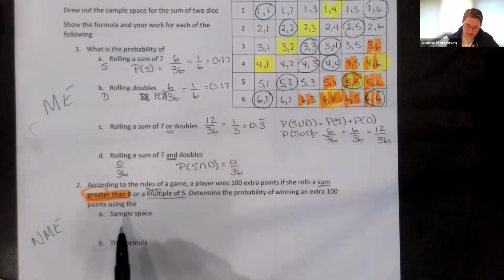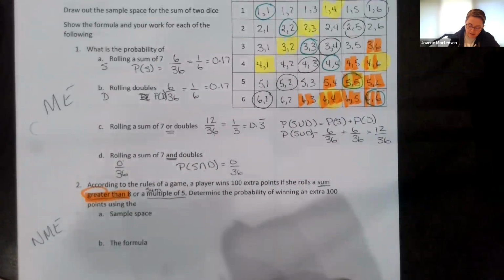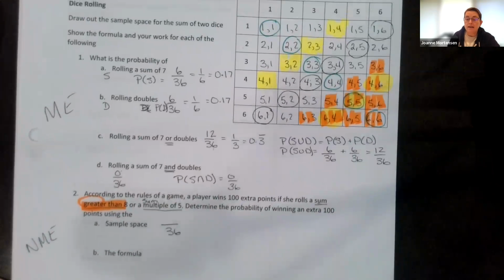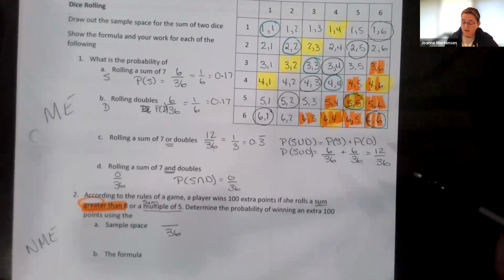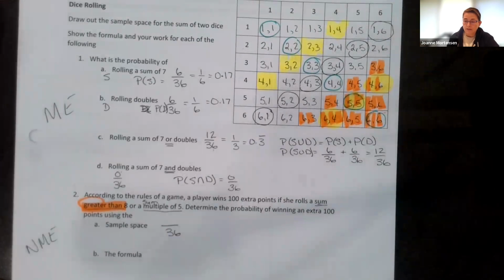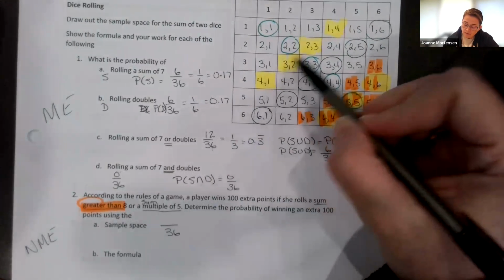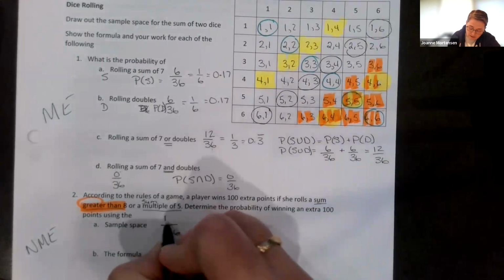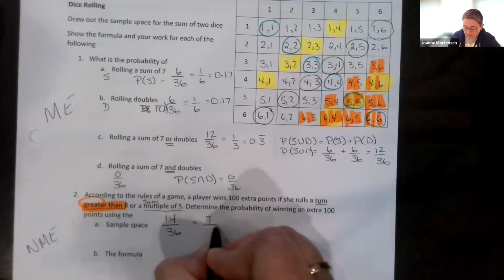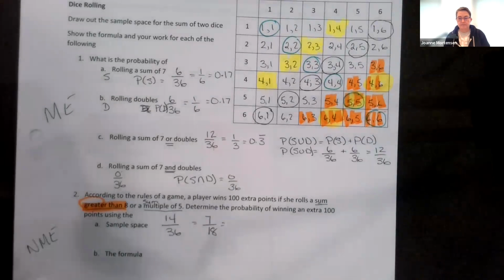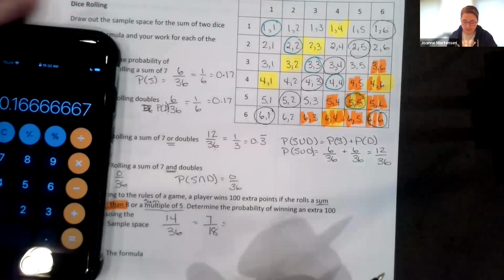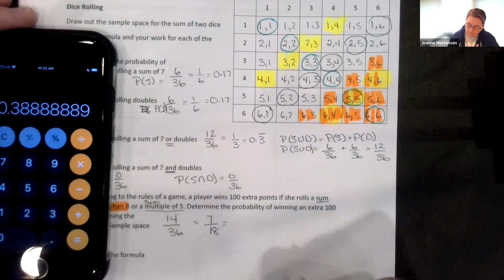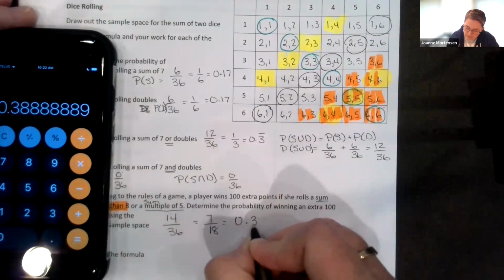All right, so the question says, determine the probability of winning the extra 100 points using a sample space. So that's easy. I got 36, and I just count anything I just colored, and it doesn't matter whether it's yellow, orange, or yellow and orange. So 1, 2, 3, 4, 5, 6, 7, 8, 9, 10, 11, 12, 13, 14. 14 out of 36, so it's going to give me 7 out of 18. All right, dividing both by 2. 7 divided by 18, it's going to be some weird repeating number. 0. Yeah.